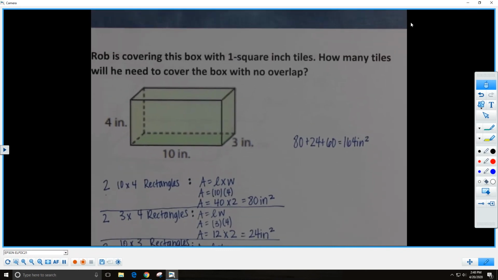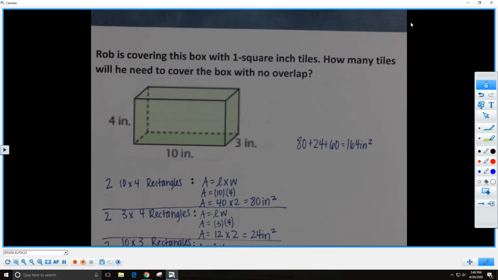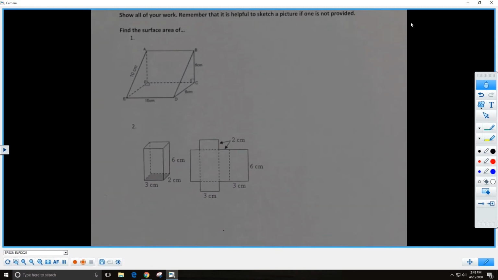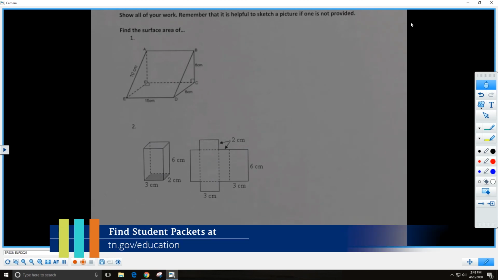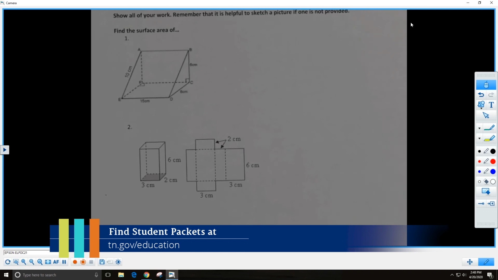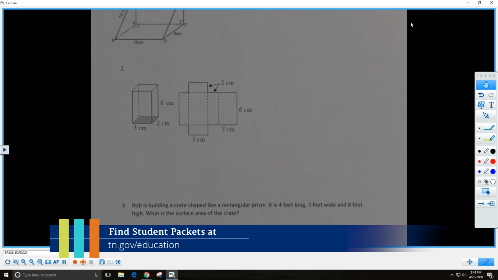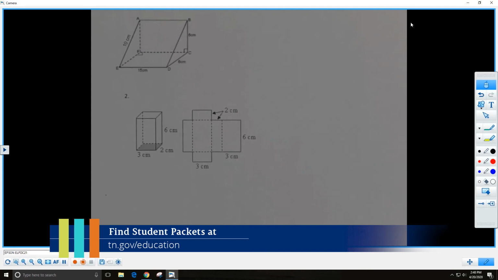Okay, so great work today, 7th grade. Today we learned how to find the surface area of rectangular prisms and right triangular prisms. You really did a great job. Here I have the independent practice, but you can also find it in the student practice for this lesson posted at www.tn.gov/education. Good luck and do your best.